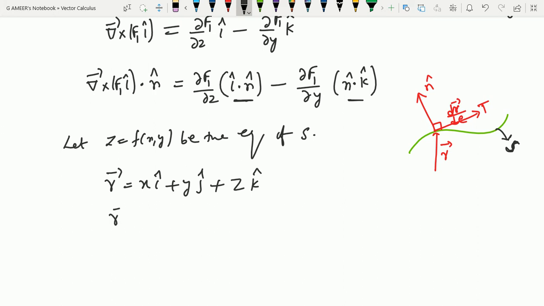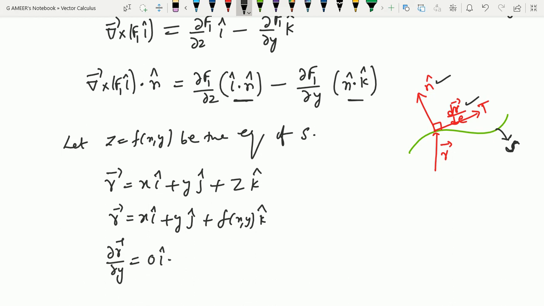But z will be f of x, y. So r equals x i cap plus y j cap plus f(x, y) k cap. That means this and this will be perpendicular to each other. I'll take dr by dy. Since x is independent of y, this is 0 i cap, plus 1 j cap, plus dou f by dou y k cap. So I have simply j cap plus dou z by dou y k cap.